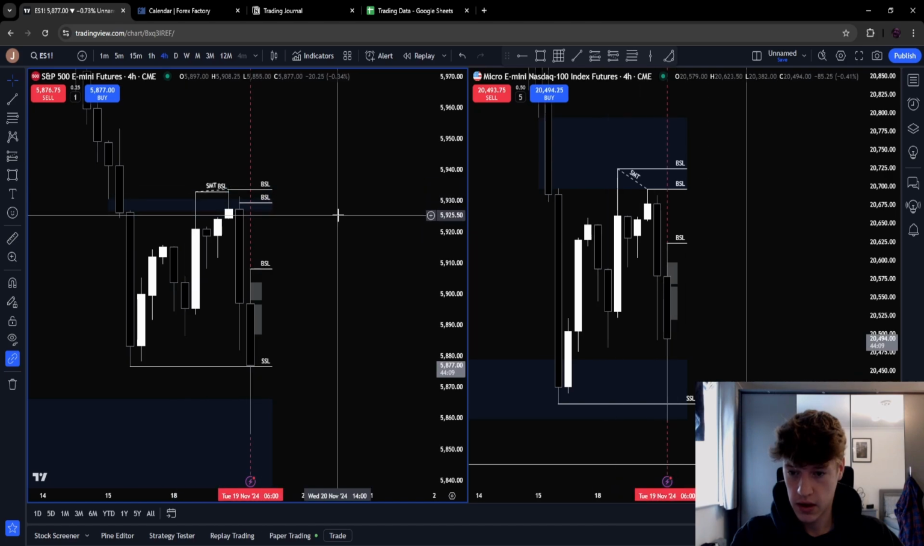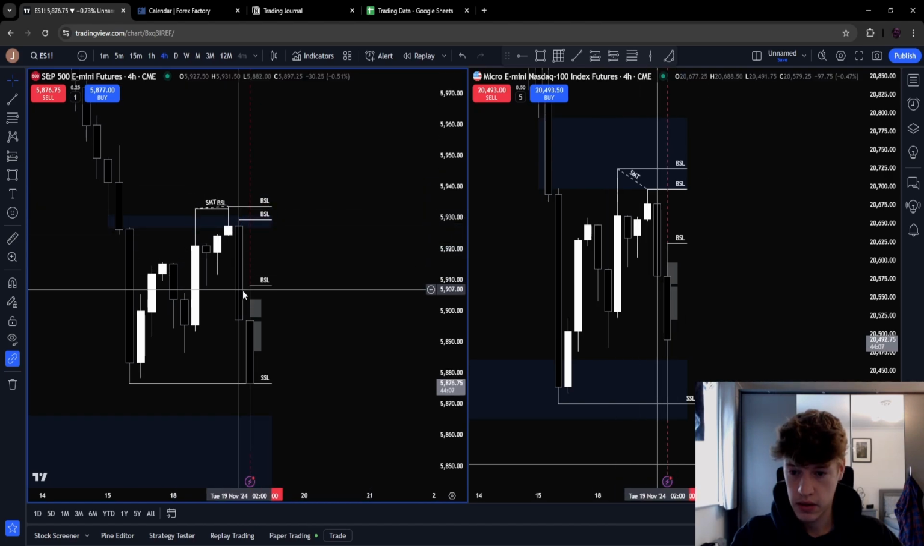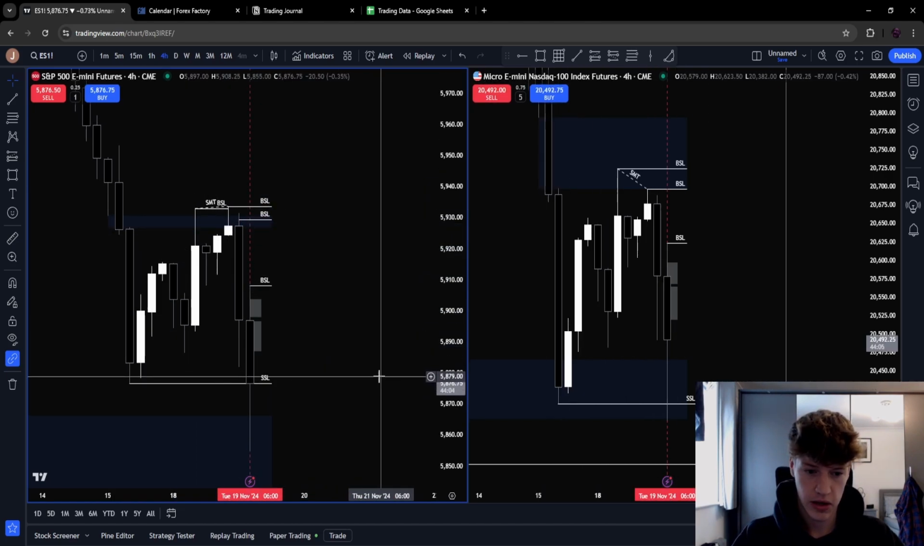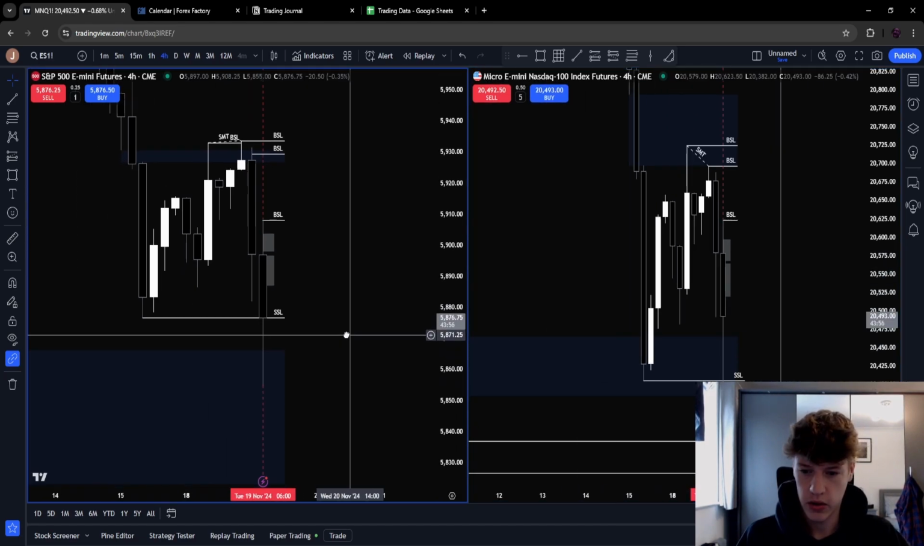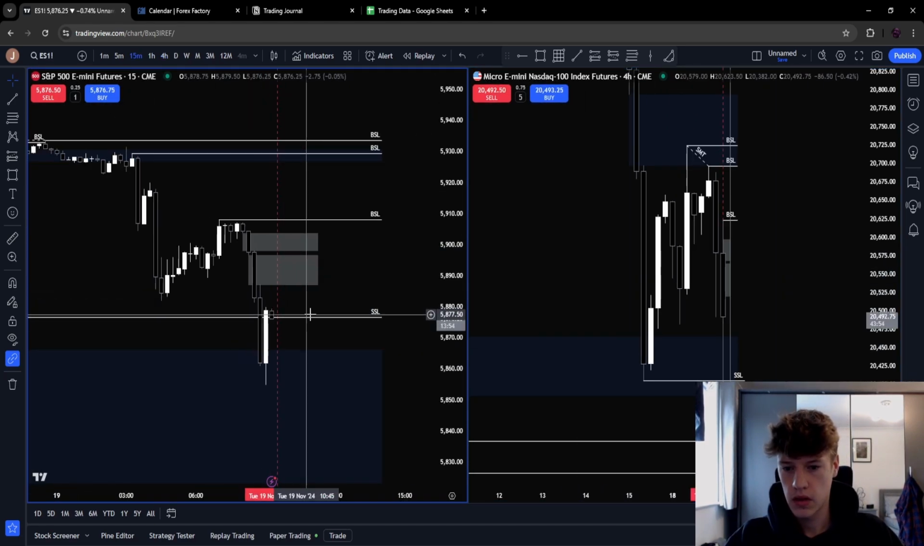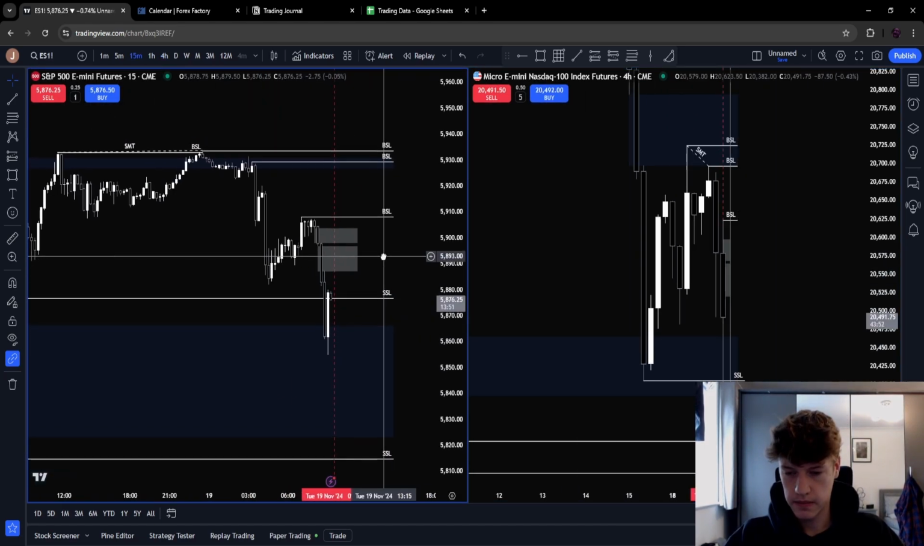As you can see, SMT at the highs, and then we've had our sell-off down to the sell side liquidity. So then what happens after that? The buy side starts again off the curve. We've come into a high time frame imbalance and took out liquidity. So let's hop on the 15-minute.